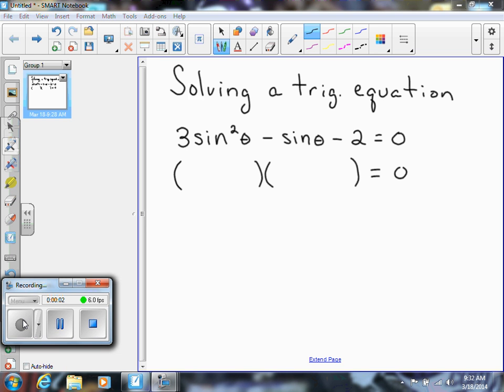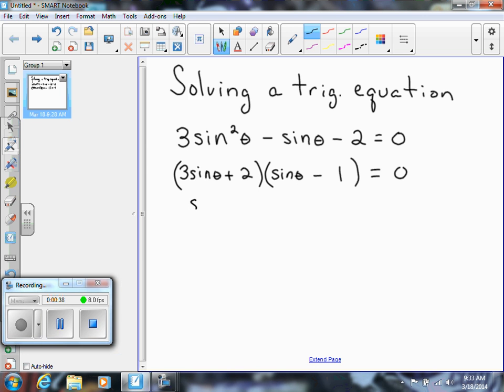Here we're looking at Pre-Cal 40S, solving a trig equation with the use of a calculator. This question we're going to solve in radians between 0 and 2 pi. So first of all, we need to factor our equation, and whatever method you're using, whether it's Punnett square or a guess and check method, when it's factored, we should get (3 sine theta plus 2)(sine theta minus 1).